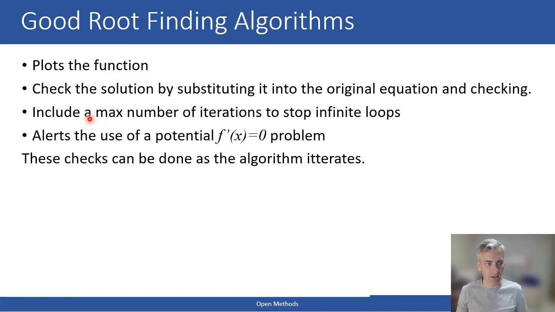It's also a good idea to include a maximum number of iterations, so your code doesn't enter any infinite loops if there are convergence problems. And for this divide by 0 problem for the Newton-Raphson method, there should probably be some sort of check in your code to check for these sorts of issues.